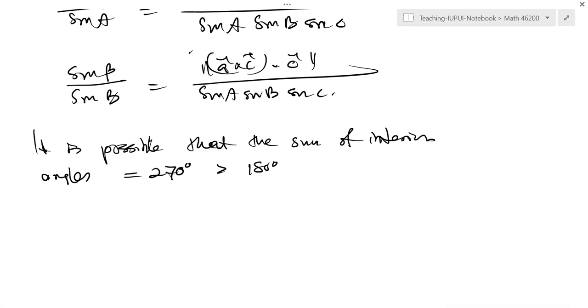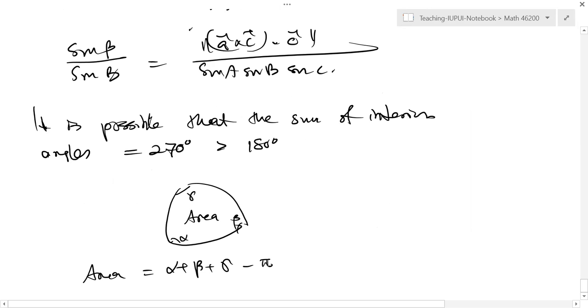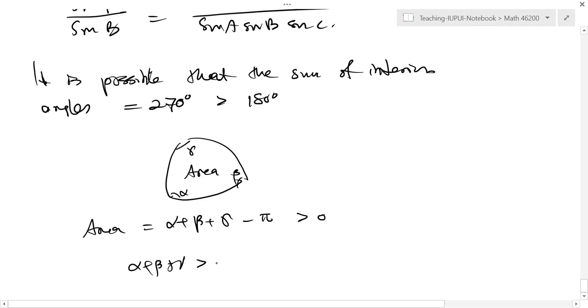Yeah, the reason is, if you have a triangle like that, and this is the area. So the area is going to be, here's the interior angles, alpha, beta, gamma, alpha plus beta plus gamma minus 180 degrees, which is pi. So this is always greater than zero. So alpha plus beta plus gamma is always greater than pi, okay, on the sphere. Now question, how do we prove that? I don't think I'm going to show this, but I'll just give you the fact for the future.